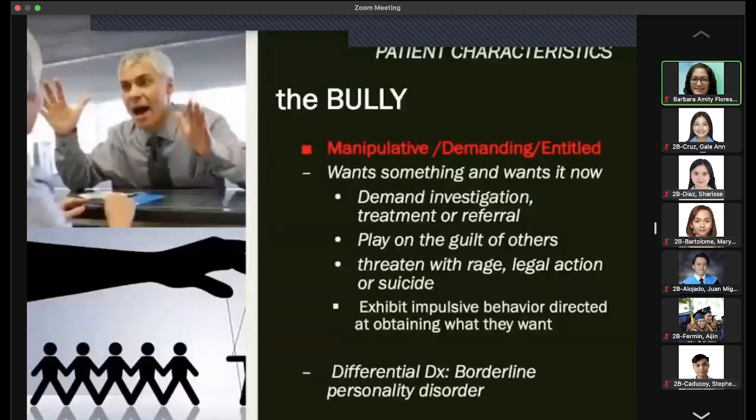The bully. Okay, these are your manipulative, demanding, and feeling entitled patients. Okay, so these are patients who want something done and want it now. They would demand investigations, they would demand treatment or referrals, and they use guilt. They threaten with rage, legal action, or suicide to get what they want. They exhibit impulsive behavior directed at obtaining what they want. Some of these manipulative patients actually have underlying psychiatric problems like your borderline personality disorder.